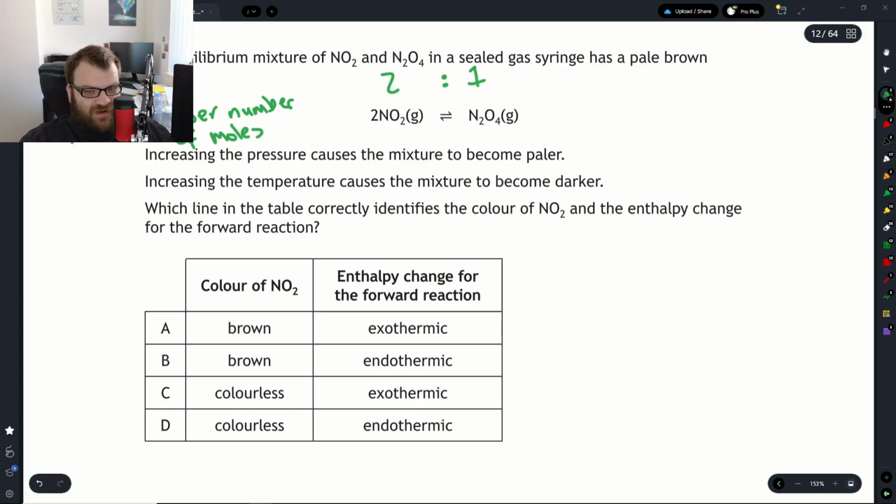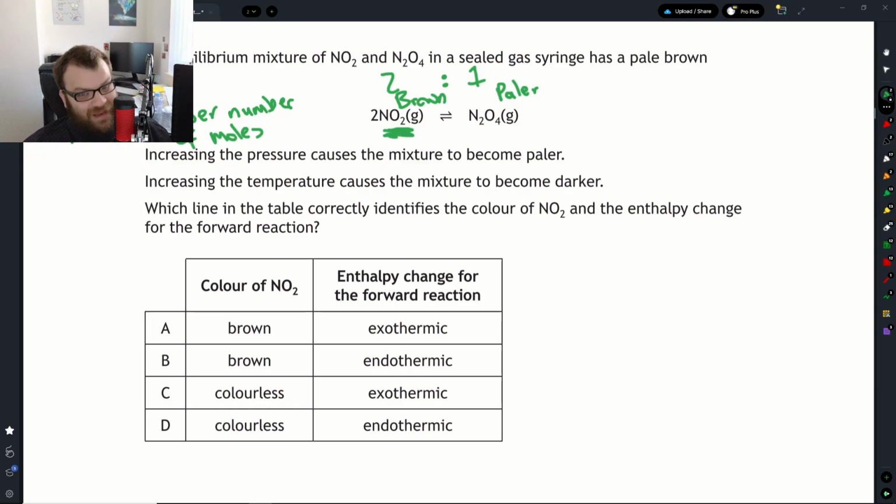If you increase the pressure, that means that the right-hand side would be favoured, and it tells us that this is our paler side because the reaction has gone paler, which must mean, based on the rest of the information, that the NO2, which is on the left, has to be the brown colour because it goes paler when you move to the right. So we're either on A or C.